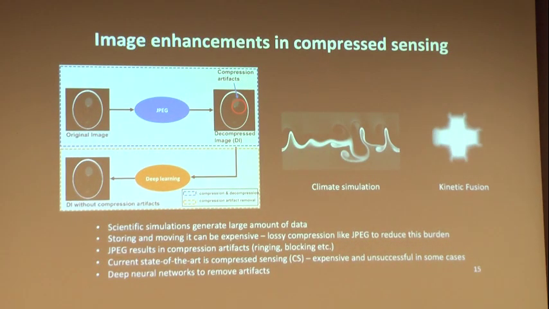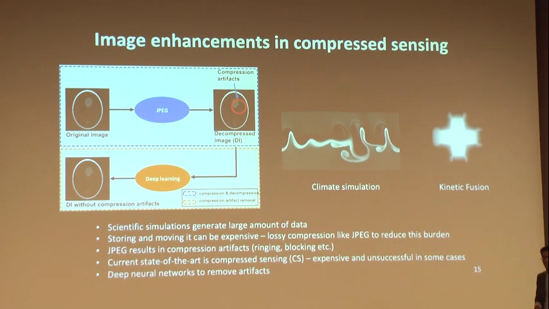We did a similar thing with image enhancement in compressed sensing. Scientific simulations produce a lot of high quality data, but the key challenge there is how to move that data from the compute node all the way to the storage node. One way is to use JPEG compression, which is a lossy compression, where you compress the data in the node where it is produced, and then you move the data to the storage. The problem is you will have compression artifacts, as shown here. So this is a compressed image where you have this sort of artifact.